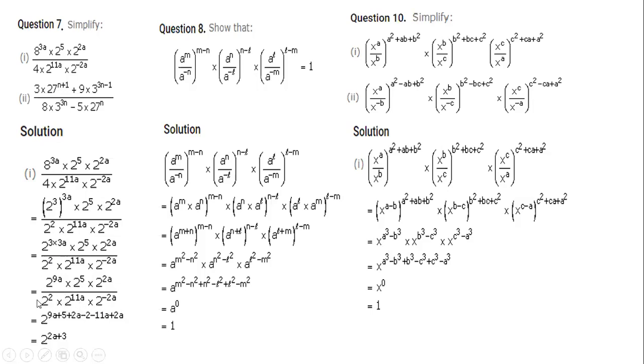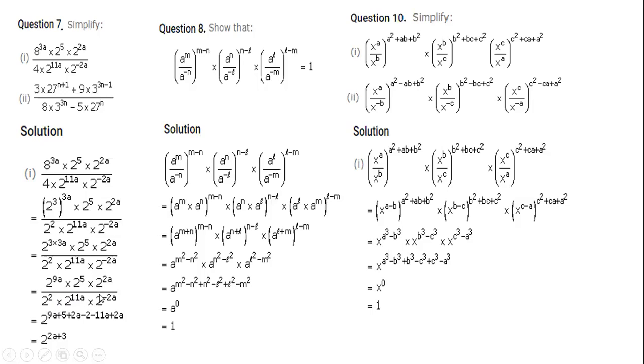See, if you don't want to go with this step directly, then you can rewrite the numerator by using the product law, and the denominator also by using the product law. Then make a single term in the numerator and denominator, then you can solve. But if you can solve like this, then you just have to see that bases are same and product is there, then powers are going to be added. That means 2 power 9a plus 5 plus 2a. Bases are same, product is there, then powers are going to be added.